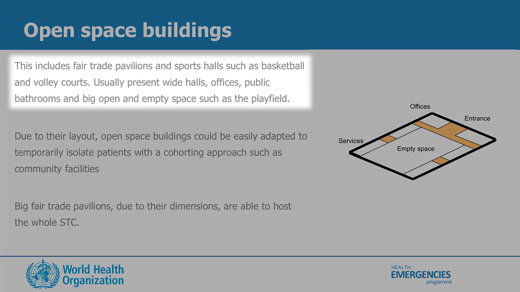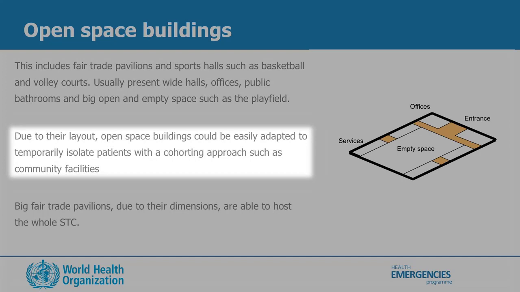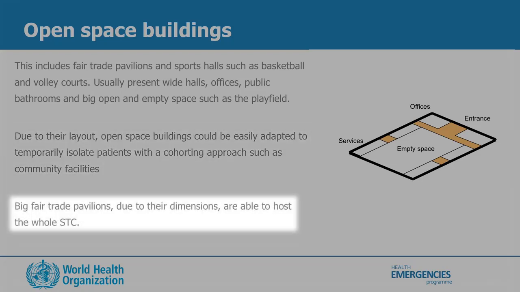Open space buildings include trade fair pavilions and sport halls, such as basketball and volleyball courts. They usually present wide halls, offices, public bathrooms, and big open and empty spaces such as the playfield. Due to their layout, open space buildings could be easily adapted to temporarily isolate patients with a cohorting approach, such as community facilities. Big trade fair pavilions, due to their dimension, are able to host the whole SARI treatment center.